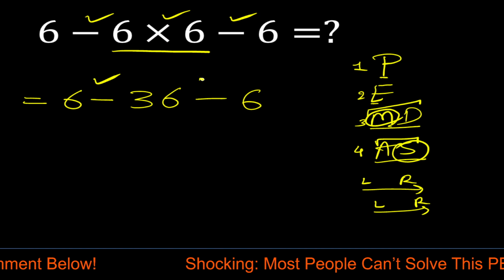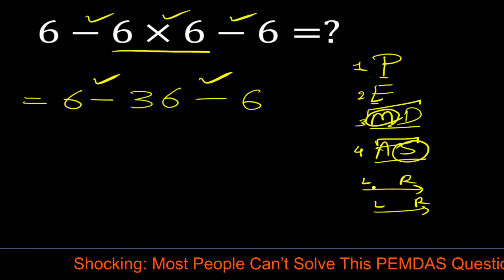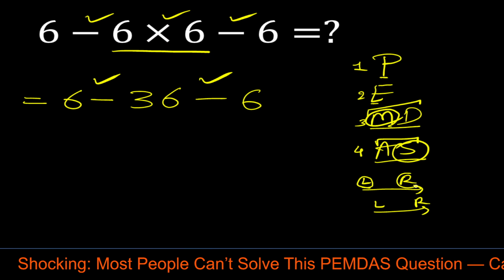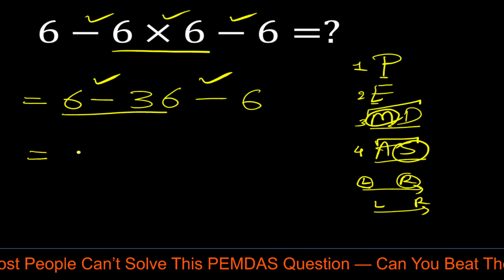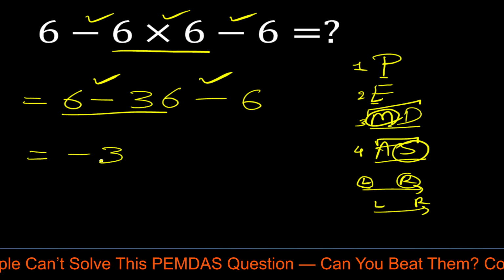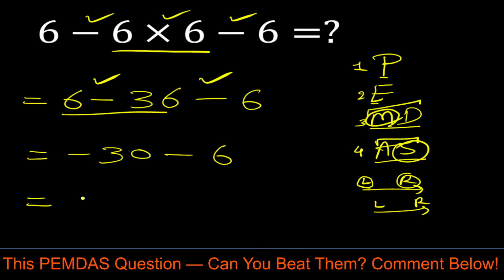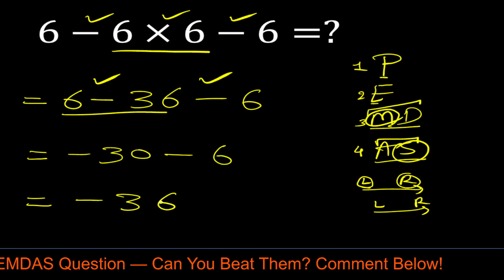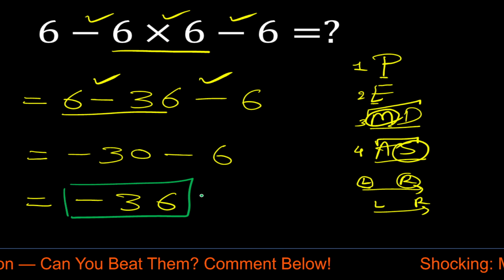Now here we have subtraction and here subtraction, and both have equal priority, so we have to solve it from left to right. So first we have to solve this subtraction. So 6 minus 36 is equal to minus 30 minus 6. So minus 30 minus 6 is equal to minus 36, right? So the correct answer is minus 36.